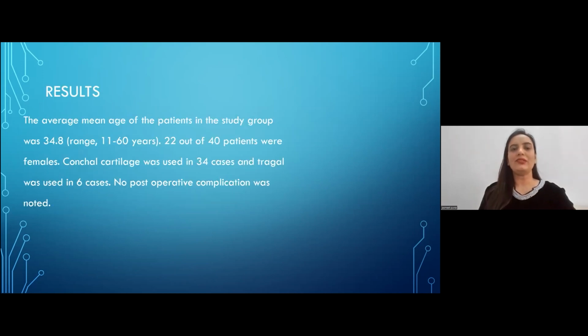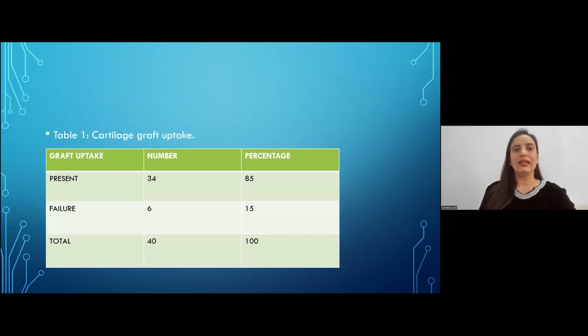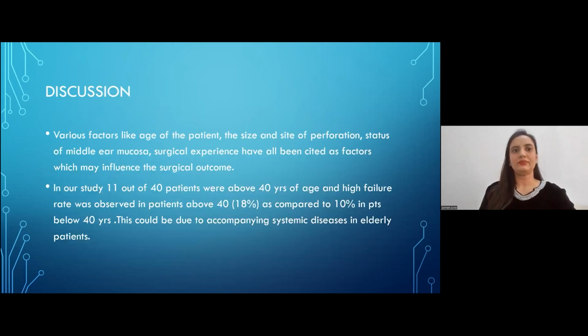Now coming to the results of our study, the mean age of the patients in the study group was 34.8. 22 out of the 40 patients were females. Conchal cartilage was used in 34 cases and tragal in 6 cases. No post-operative complication was noted in these patients. In our study, out of 40 patients, 34 showed graft uptake and failure was seen in 6 patients.